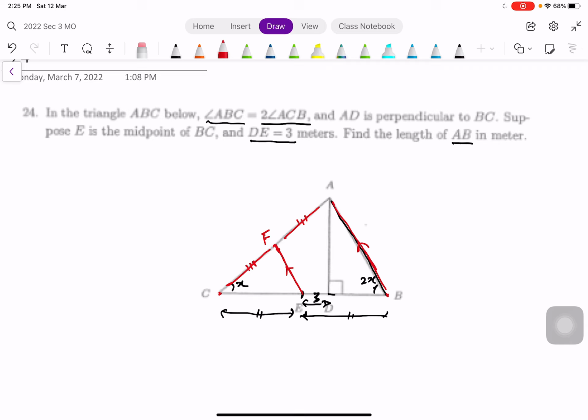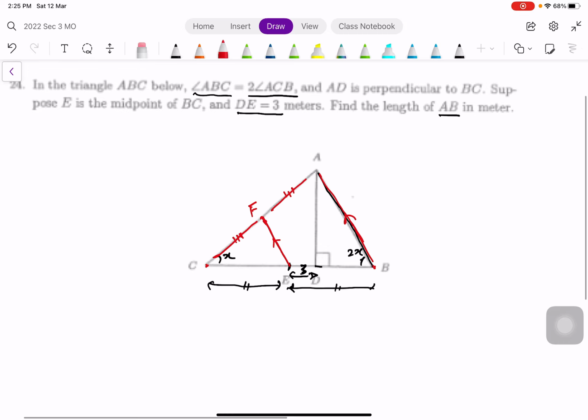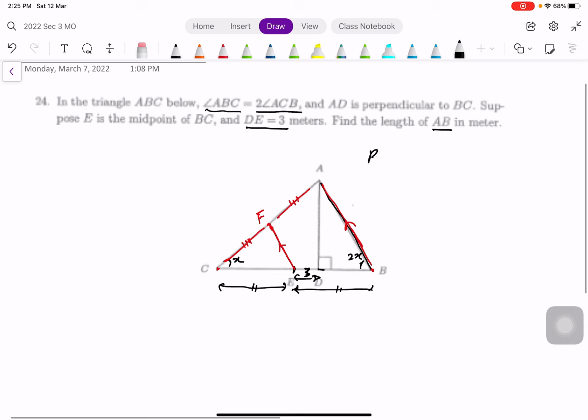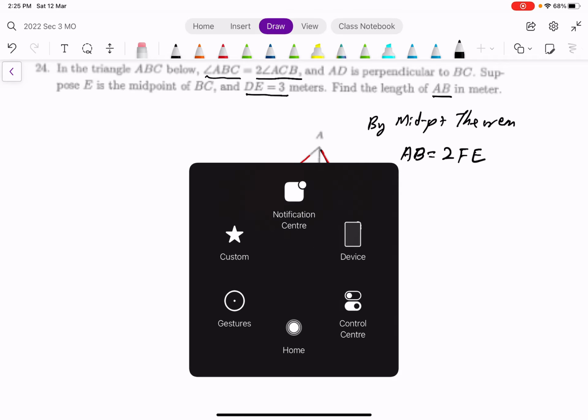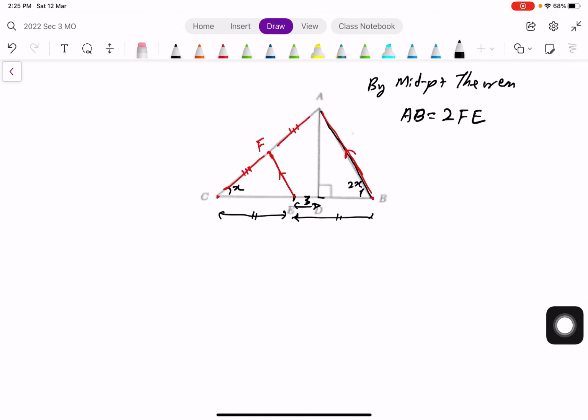Okay, then now can you see that by midpoint theorem, then we know that AB would be twice the length of FE, right? This is the midpoint theorem. Then in this case, can I also construct a perpendicular? Therefore in this case, this is the perpendicular, and can I call it G, right?